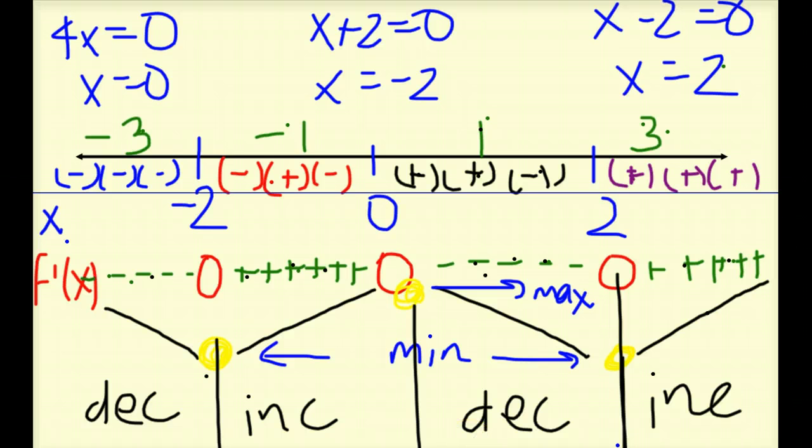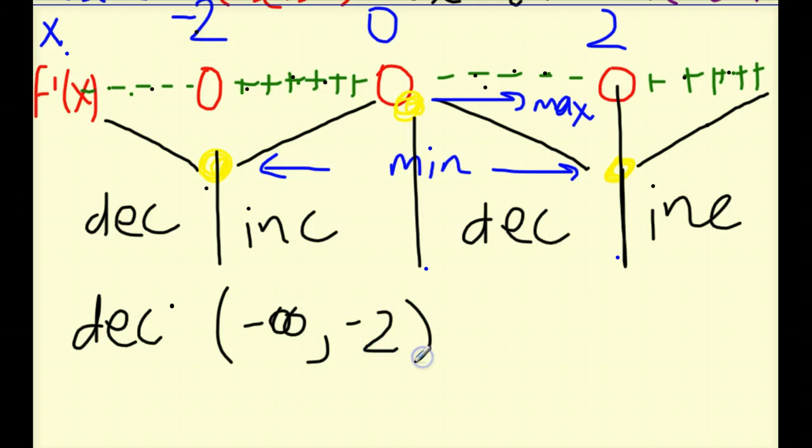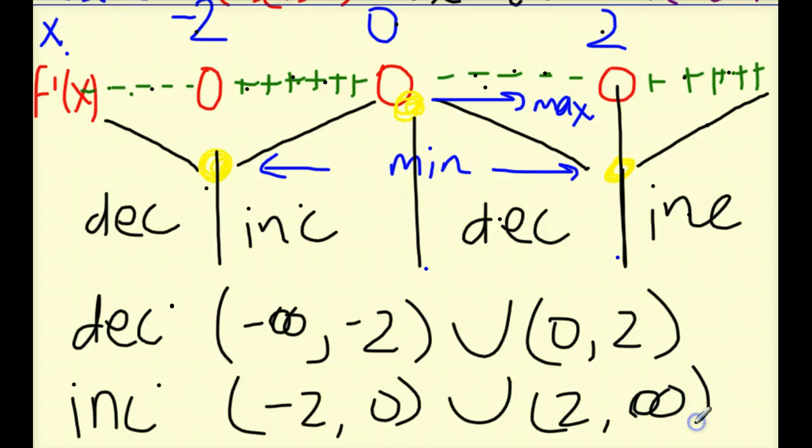So to write this correctly, we have to write the intervals. So I am decreasing from -infinity to this x value of -2. And I'm also decreasing from this section right here, which is 0 to 2. And then I'm increasing in this section, which is -2 to 0. And then I'm also increasing from +2 to infinity. So now I've answered all questions: the increasing and decreasing intervals, as well as the coordinates of extrema, and telling me if it's a maximum or minimum.